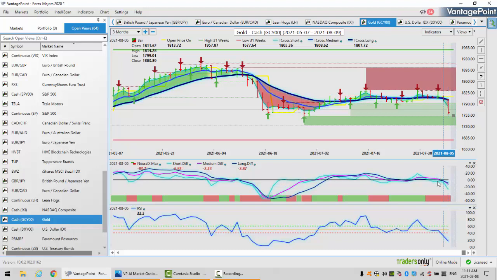But the VantagePoint indicators are pretty solid here with that MA diff cross break, the slope of them. We're breaking below the zero line. The neural index has been on board for multiple days. And the predicted RSI is warning us that we have significant momentum.